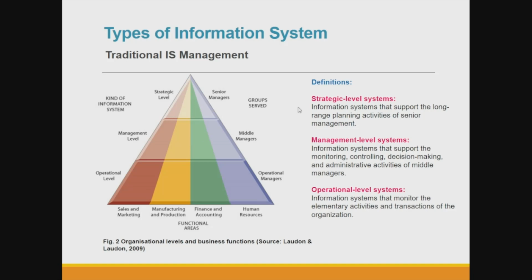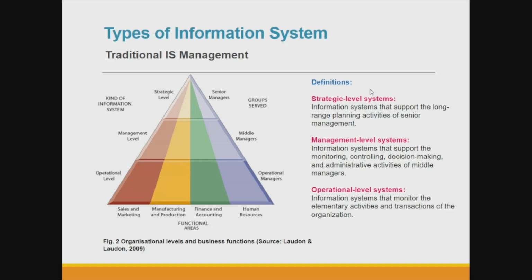At the operational level, the information system monitors the elementary activities and transactions of the organization, in the product processing transaction. At this management level, the IS supports the monitoring, controlling, and decision making, as well as administrative activity of the middle manager. Okay, this one is operation, this one is monitoring and controlling.